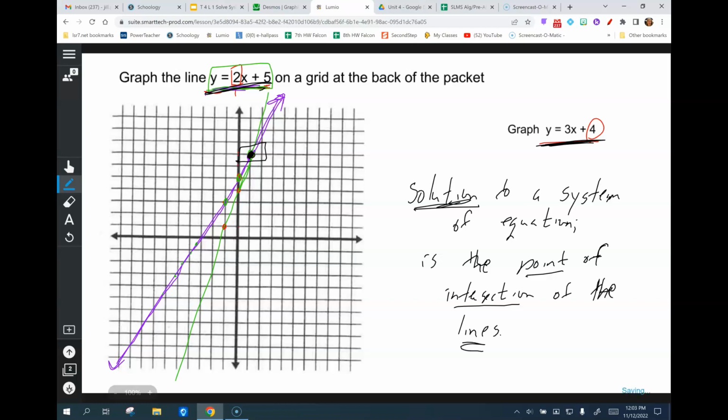But you'll see that on the EOC and next semester, we can have systems of equations that are not just lines. But where they intersect, that is our solution. So in this lesson, we're going to find all the places where these lines intersect, and then we're going to find the solution is where they intersect.